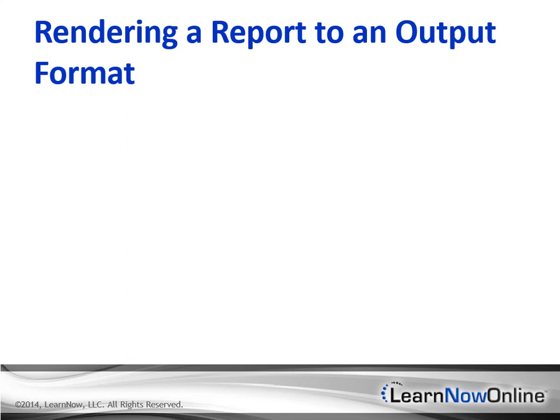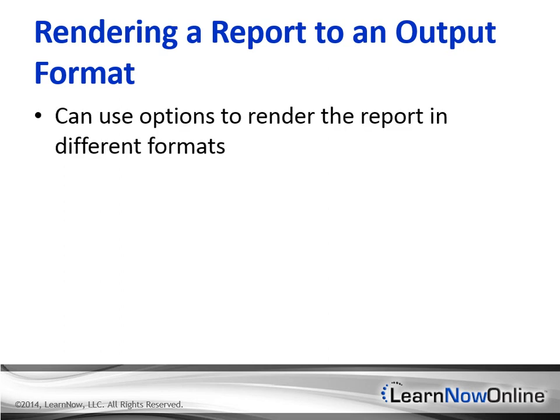Providing report parameters is just one of many things that you can do by manipulating the report URL. One example is that by using additional parameters on the URL query string, you can tell Reporting Services to directly render the report in a different format. The default is HTML, so it's bypassing that normal rendering of the HTML format.